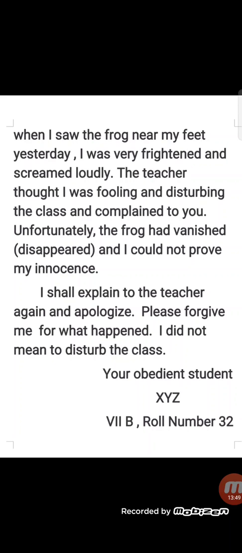Unfortunately, the frog had vanished. Vanished means disappeared. And I could not prove my innocence. I shall explain to the teacher again and apologize. Please forgive me for what happened. I did not mean to disturb the class. Your obedient student, XYZ, 7th B, roll number 32. See, I've shown you a model, one sample of this letter writing.